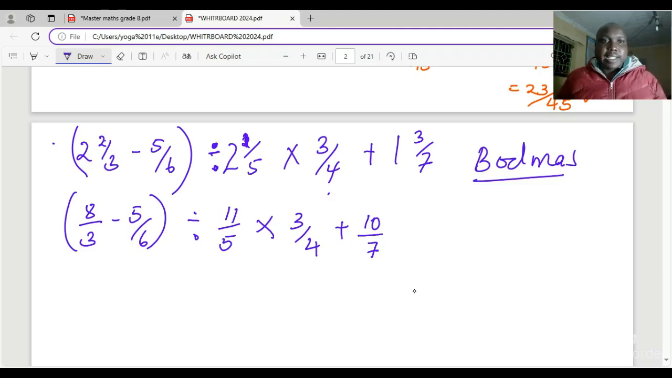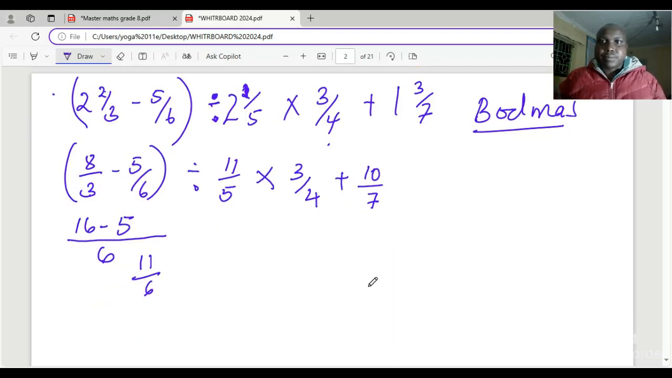So let's start with the brackets. We can subtract that. LCM is 6. 6 goes here 2 times, that is 2 times 8, 16, minus 6 goes here 1 time, that is 5. So 16 minus this, that one will be 11 over 6. Now 11 over 6 divided by 11 over 5 times 3 over 4 plus 10 over 7.